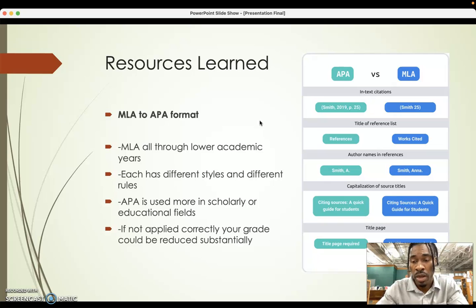If not applied correctly, especially here, your grade will drop substantially. I've had this experience at the start of my educational career at LETU, with certain things, even such as a period or words being italicized where they were supposed to be in normal format. Moving on.